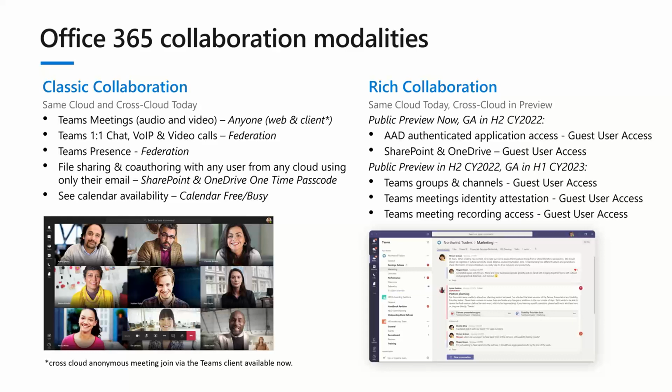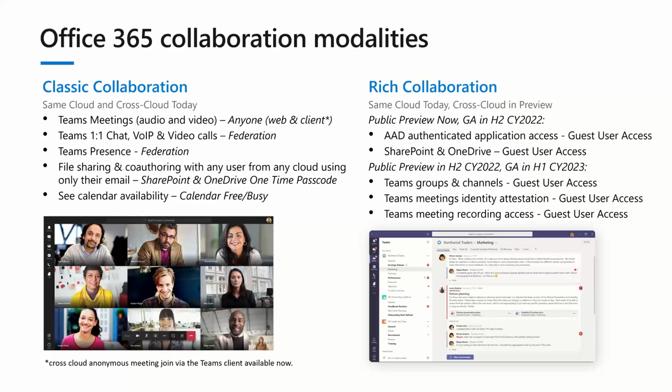But when you get into the new capability for cross-cloud, now what we're talking about is rich collaboration. The ability to do this in the same cloud has existed. So two tenants in GCC High or two tenants in commercial are available today. Now we're enabling it for cross-cloud between commercial and GCC High as well.